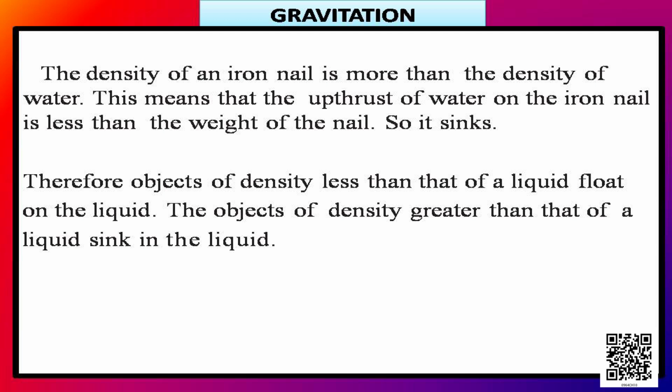The density of an iron nail is more than the density of water. This means that the upthrust of water on the iron nail is less than the weight of the nail. So, it sinks. Therefore, objects of density less than that of a liquid float on the liquid. The objects of density greater than that of a liquid sink in the liquid. So, we know about two concepts. One is buoyant force and the other is density.